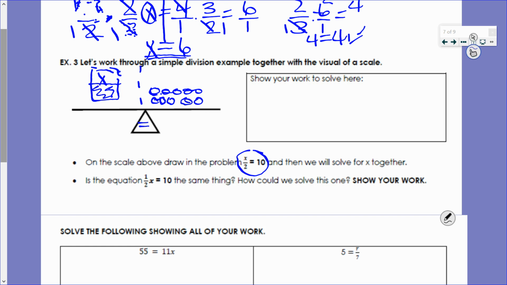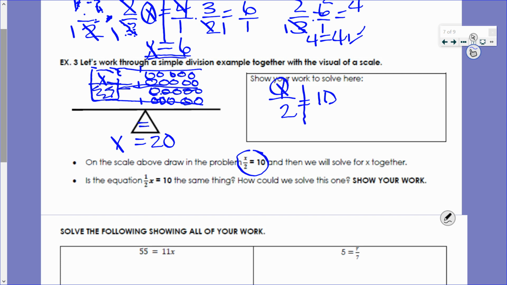Does that make sense to you? Can you see it? This half of the box, I have 10, right? So the other half of the box, I still have 10. Can everybody see that? So that means that the whole x equals 20. What does that look like algebraically? X over 2 equals 10. Here's my variable. If I have a line between my variable and my number, what operation is that?